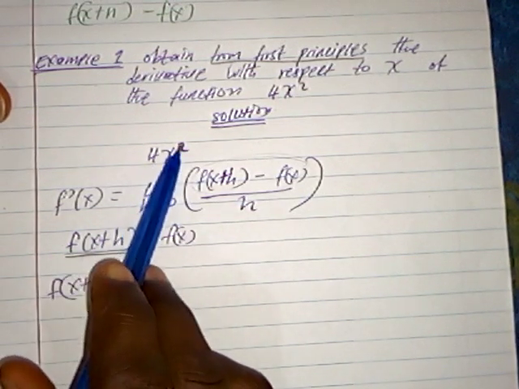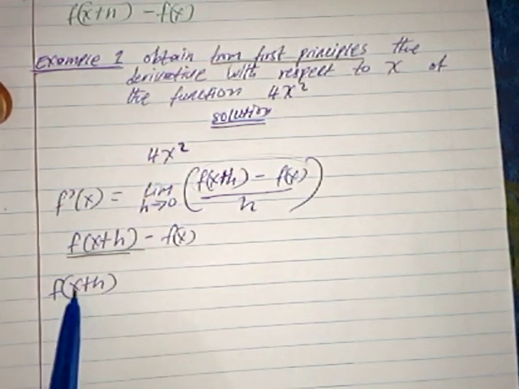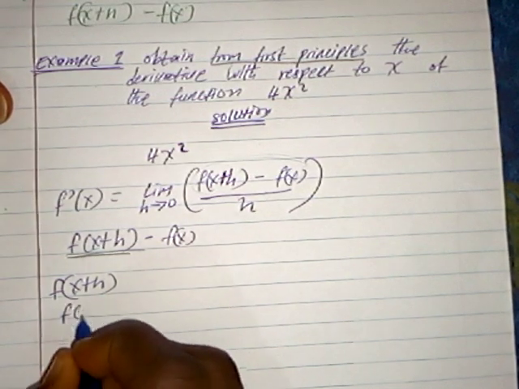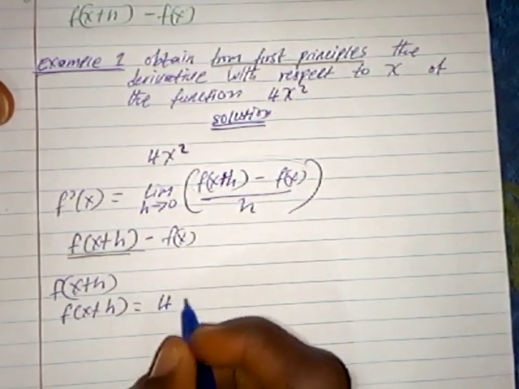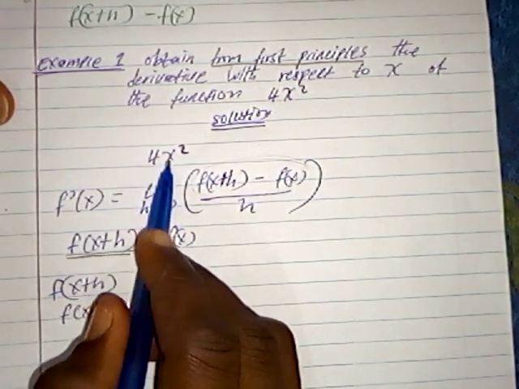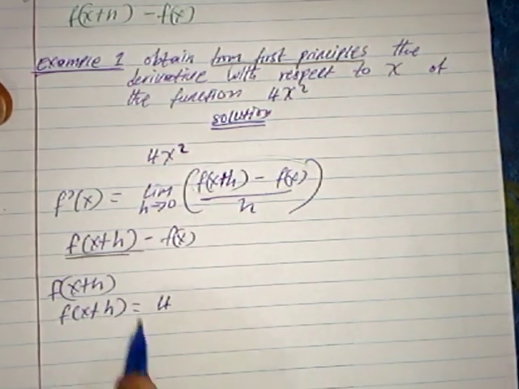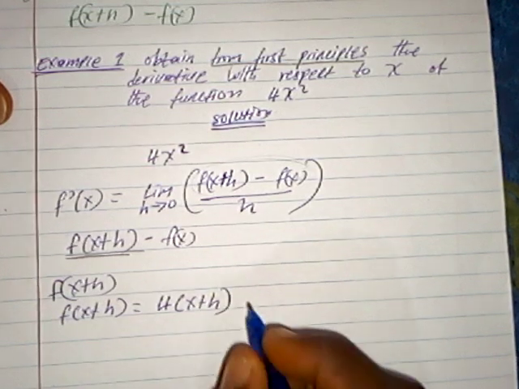It's 4x squared. You see? Now anywhere you see x, you are going to put f of x plus h. Do you see? Good. So say f of x plus h, the function what? 4. After the 4 is what? X. So anywhere you see x, you don't put there again x, you put x plus h into x plus h. You see?